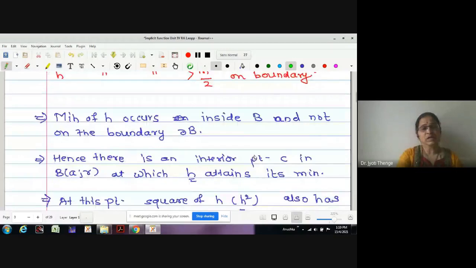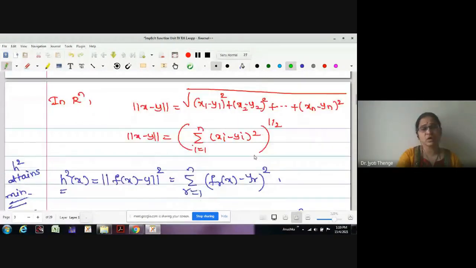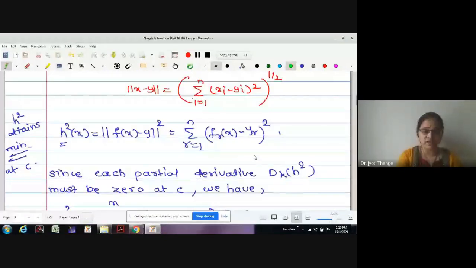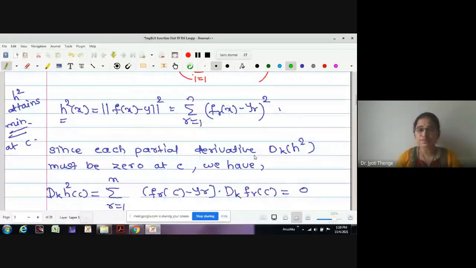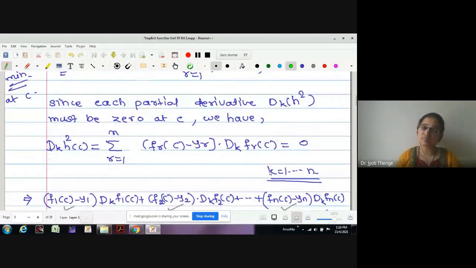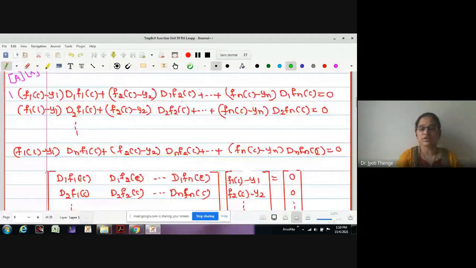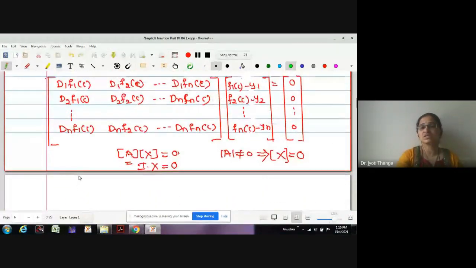Once h square assumes its minima, proving all partial derivatives are 0, here we have written h square and its partial derivative as well. And if we just observe, this partial derivative is nothing but a system of linear equations. For every k, there exists one equation. Therefore, this is a linear homogeneous system of n equations in n variables. For your convenience, I have written the system as well. Therefore, this is the coefficient matrix. This is the matrix of variables.